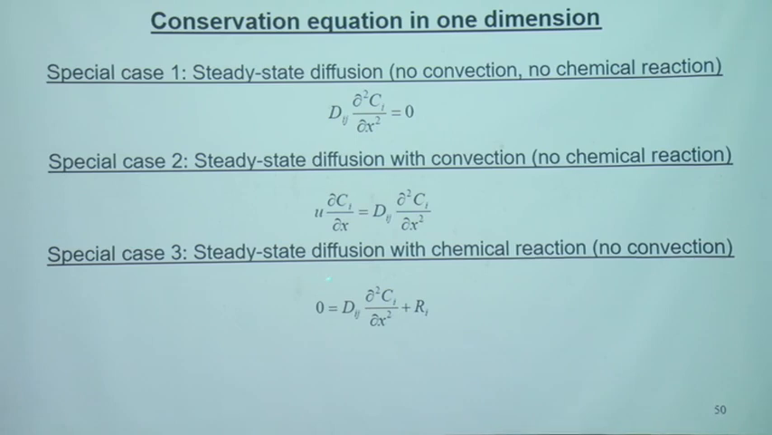Another special case is if you assume steady-state diffusion with chemical reaction. If there's no convection, you can solve this equation mathematically. And you can make other assumptions. For example, if the convection is much faster than diffusion, in some cases you might neglect the effect of diffusion.